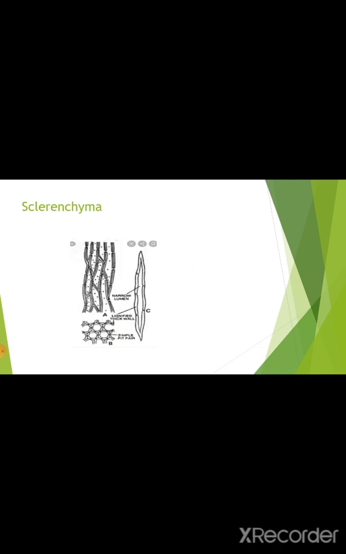Now, sclerenchyma. Sclerenchyma is made up of closely packed dead cells. These cells are long and narrow. They are thick-walled. The thickness of the cell wall is due to the deposition of lignin or cellulose. Intercellular spaces are absent. The cells lack nucleus and cytoplasm. Location of sclerenchyma. It is found in the hard parts of a plant like the veins of leaves, covering of seeds and barks of tree.